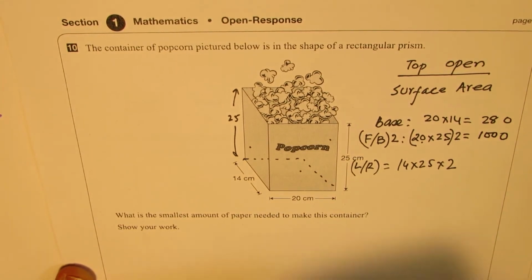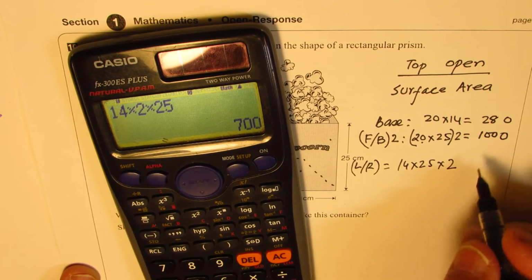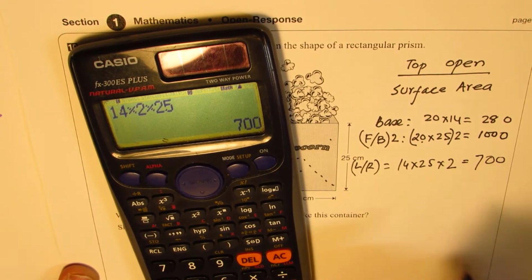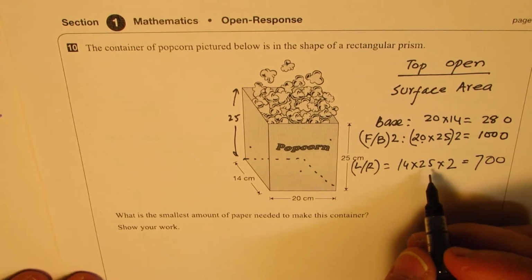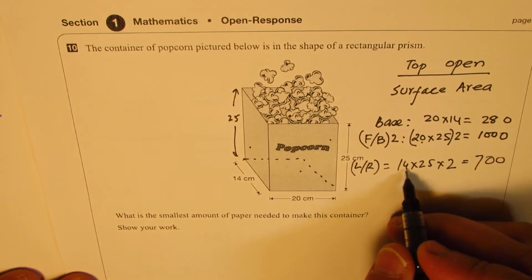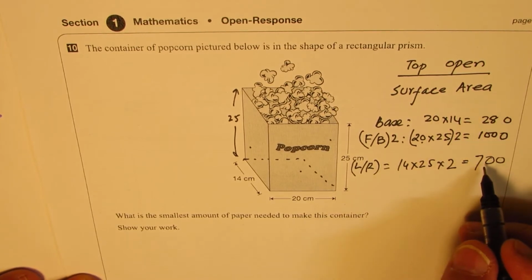Let's multiply and get the answer. 14 times 2 times 25 is equal to 700. It is actually an easy calculation to do, since you know that 14 could be written as 7 times 2 and 4 times 25 is 100. Okay, so we get all this.